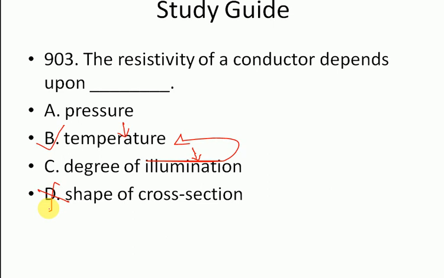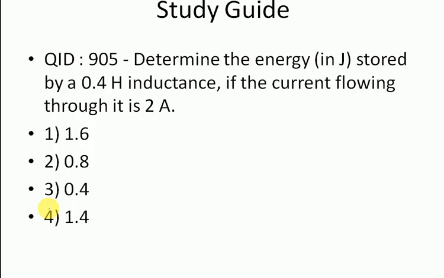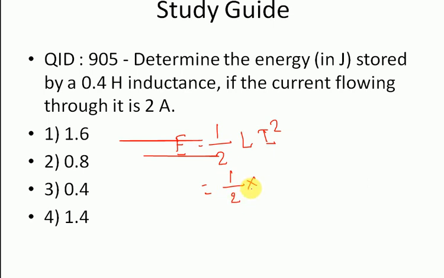Coming to our next point: determine the energy stored by a 0.4 Henry inductance if the current flowing through it is 2 ampere. So what will be the energy stored? Energy stored E equals half into L into I square. What is L? L is given as 0.4.